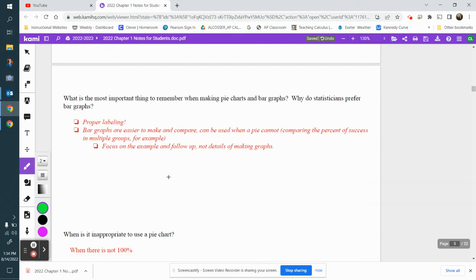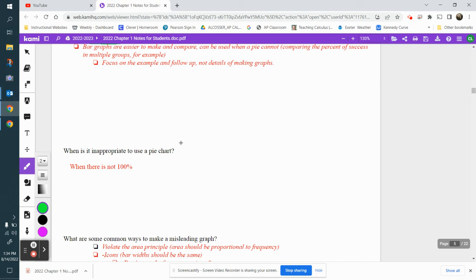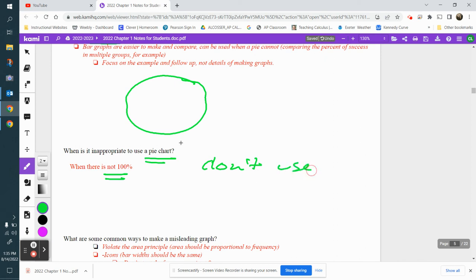So what's the most important thing when making pie charts and bar graphs? You need to make sure you label everything. You've got to include words and numbers. You have to. Bar graphs are easier. Pie charts you can only do when it's 100%, because a pie chart's a circle, and a circle contains 100% of it. So if you don't have 100% when you add up the percentages, you can't use pie charts, and we don't use these. It's just one of those weird questions that pops up every once in a while.